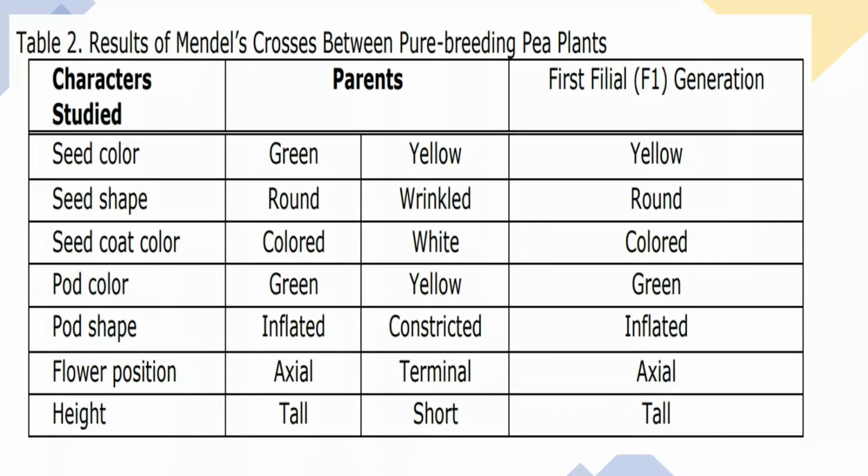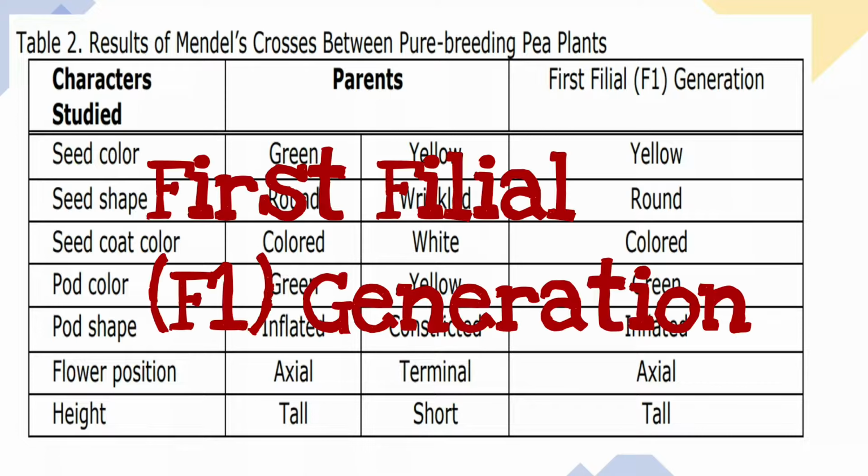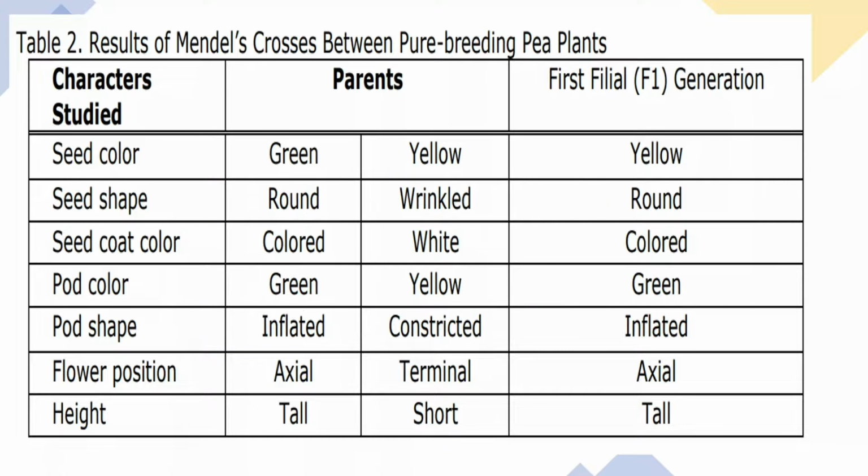Ayan, so nung nag-combine itong seed color, which is yung green and yellow, so ang naging offspring nito ay yellow pala ang lumabas out of green and yellow. Ayan, at yung offspring nitong mga crosses ay nag-resemble one another. At ang tawag dun sa offspring ng parental cross ay tinawag na first filial F1 generation. Kumbaga, ito yung naging resulta ng pagko-cross-pollinate ni Gregor Mendel doon sa parents na green and yellow when it comes to the seed color.